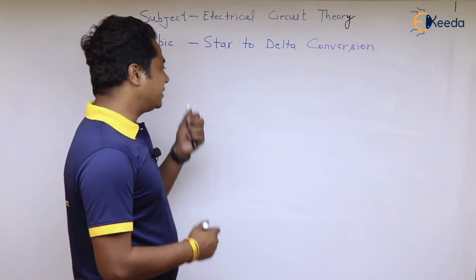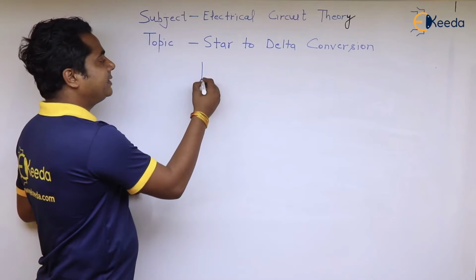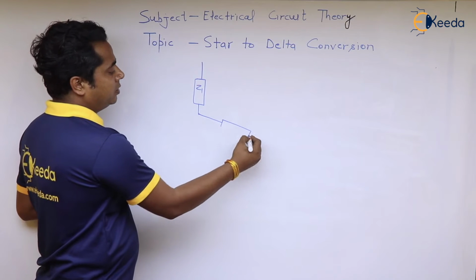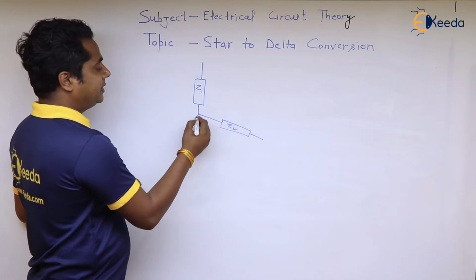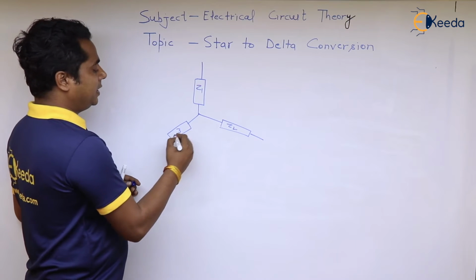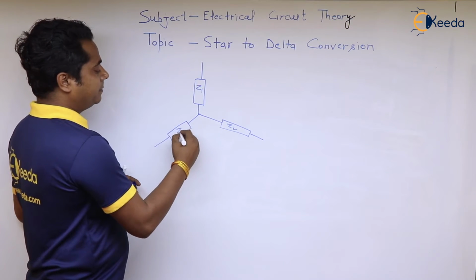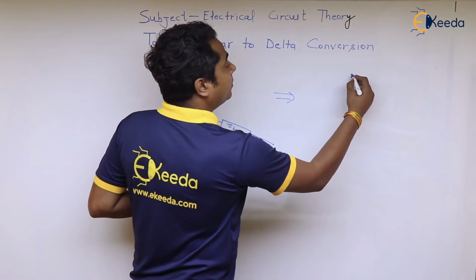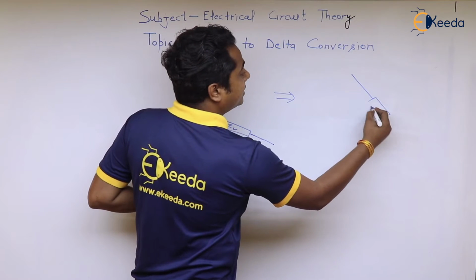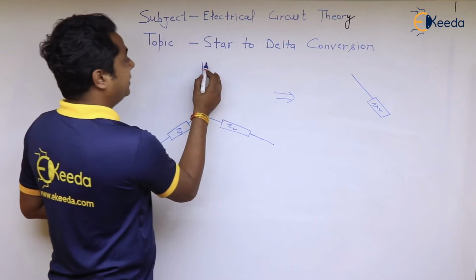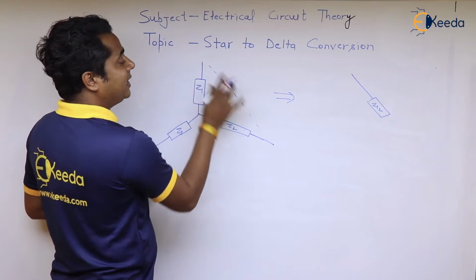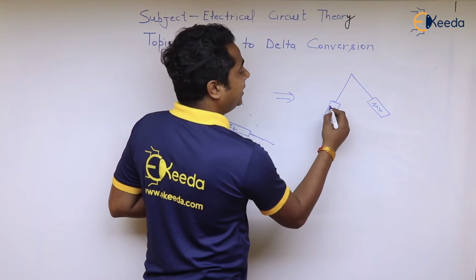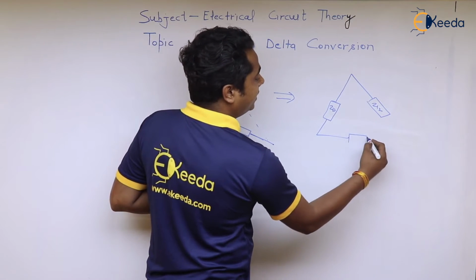Coming to star to delta conversion, let us assume we have three impedances Z1, Z2 and Z3. These three impedances are connected in star. Now if you want to convert into delta, this Z12 we can represent like this. We are not directly connecting, we are just representing here Z12, this Z13 and here this is Z23.